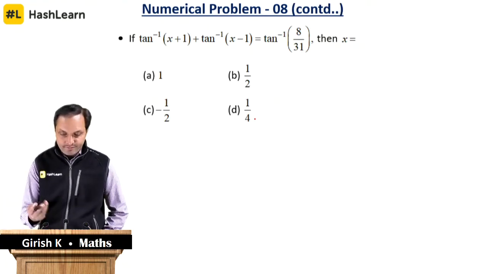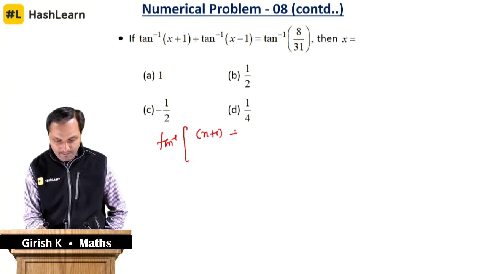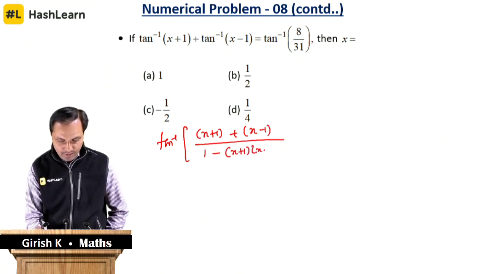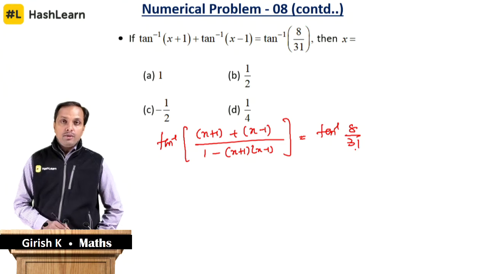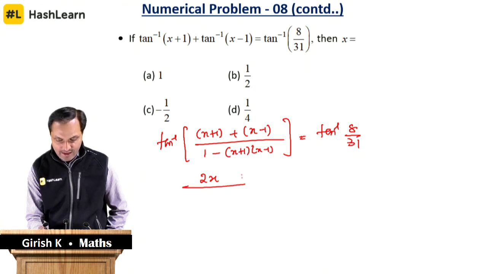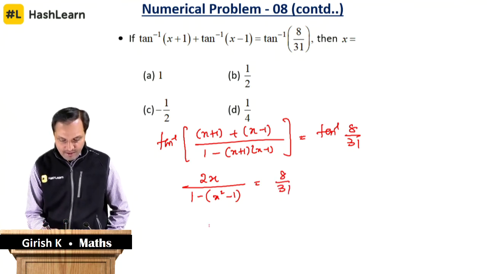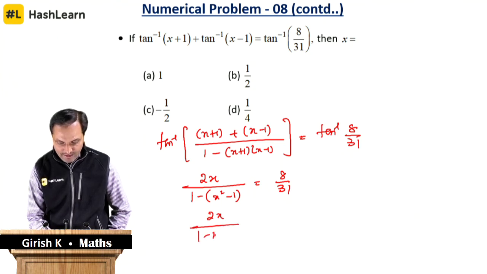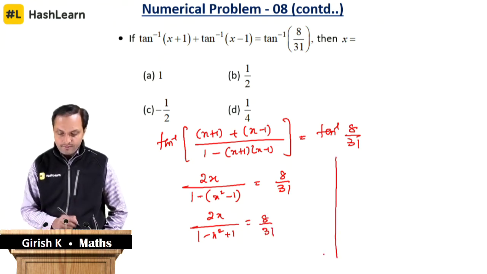Yes, it's a direct application of the formula which you all know. Tan inverse of x plus y whole divided by 1 minus x into y. You can always cancel tan inverse on both sides, plus 1 minus 1 both sides. So you will have x plus x is 2x, and 1 minus a plus b into a minus b is a square minus b square. Once you cross multiply and simplify, you will have 2x divided by 1 minus x square plus 1 is equal to 8 by 31. Okay.